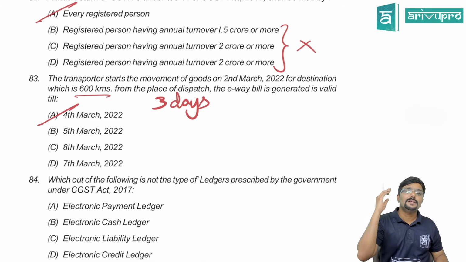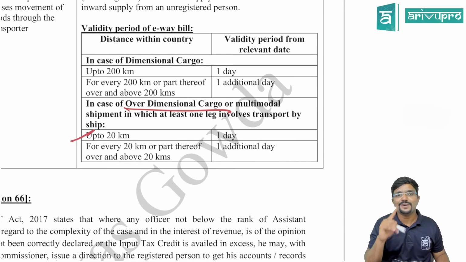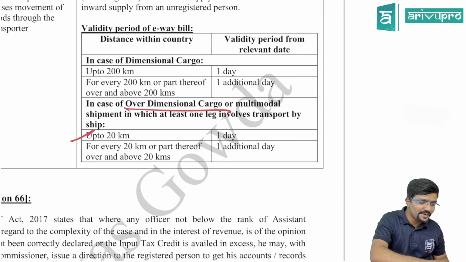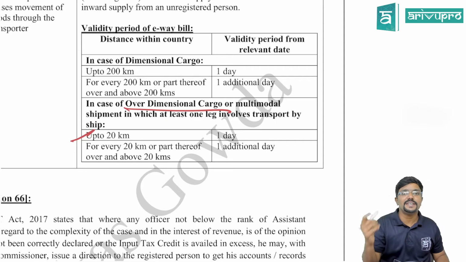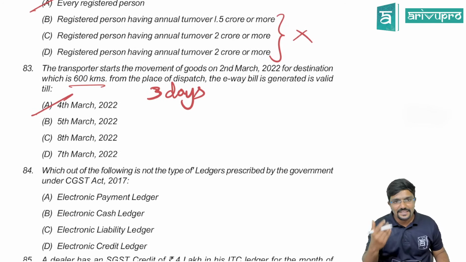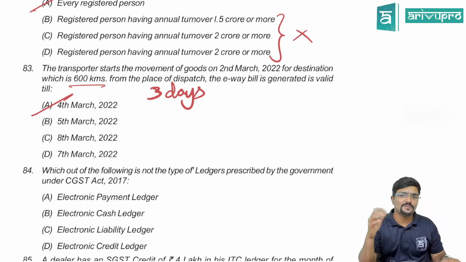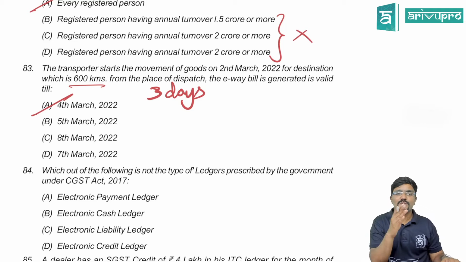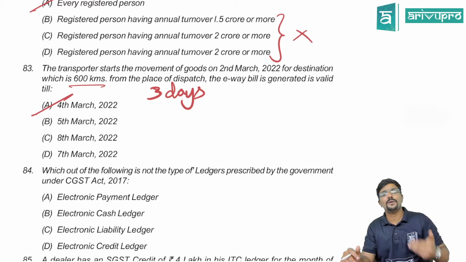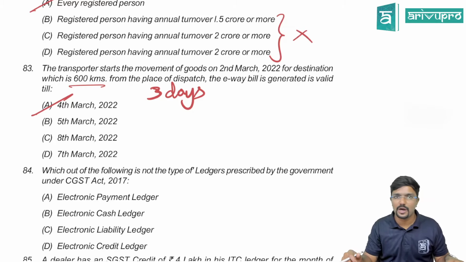Then, sir, what if I assume it to be over-dimensional cargo? Then for every 20 kilometers, 1 day. So you do 600 divided by 20, you will get 30 days. So 2nd March, including 2nd March, it is 30 days. Is any option given for April? No. So that's why it will not be the correct answer. So better to go as per the options. In the question they have not given whether the cargo is dimensional or over dimensional, but as per the options given, everything is in March. So it's better to assume dimensional cargo, guys.